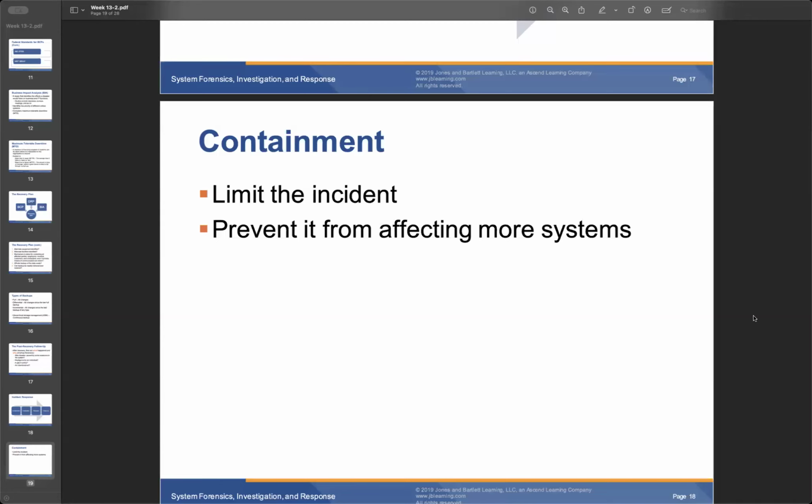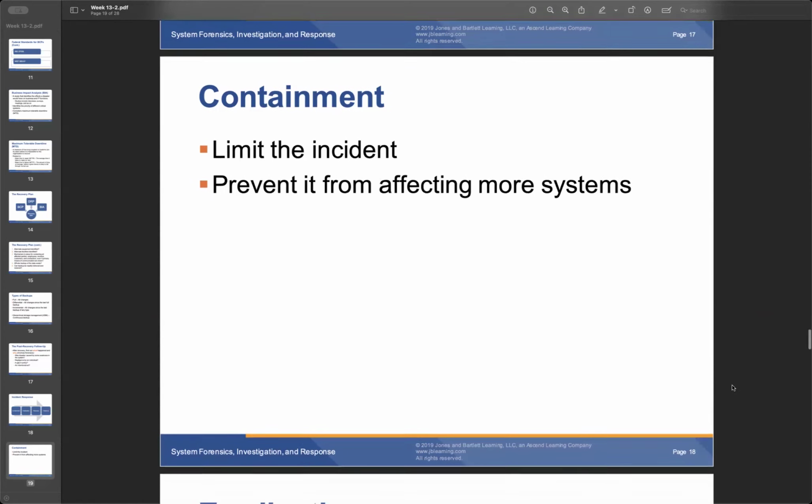So maybe, to be quicker, you have to physically unplug the computer, the internet cable, or maybe the switch or router. Try to disconnect the internet connection first. So with this one we try to limit the incident, and try not to affect more other systems.